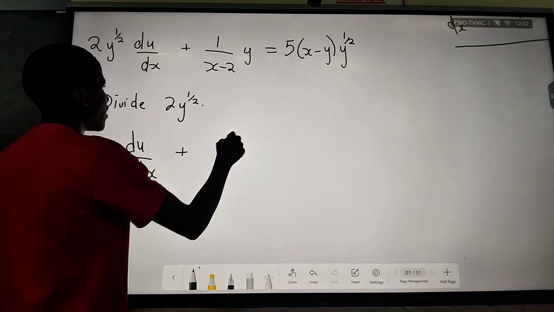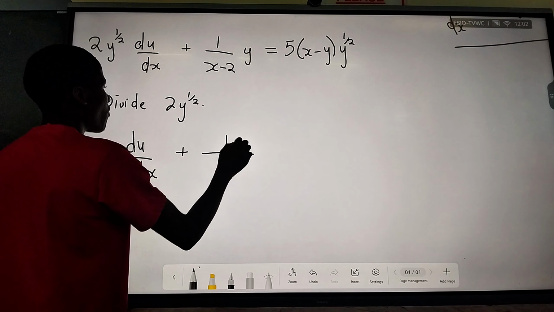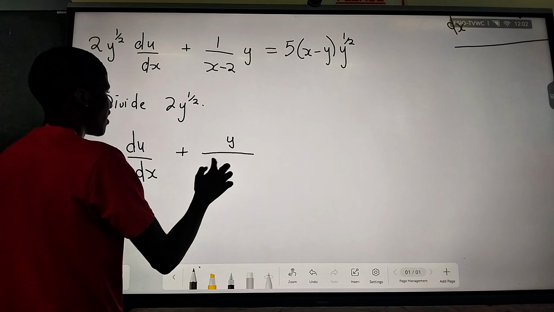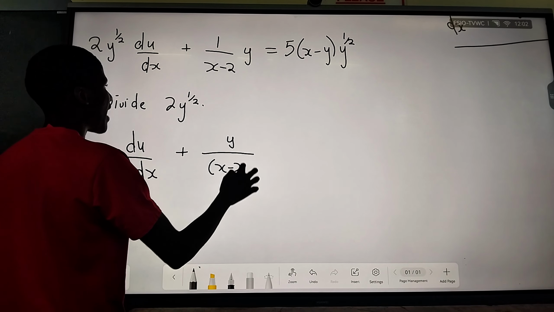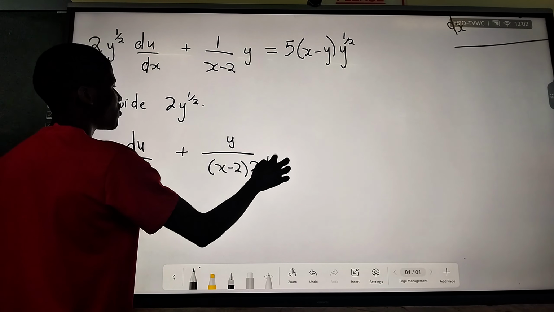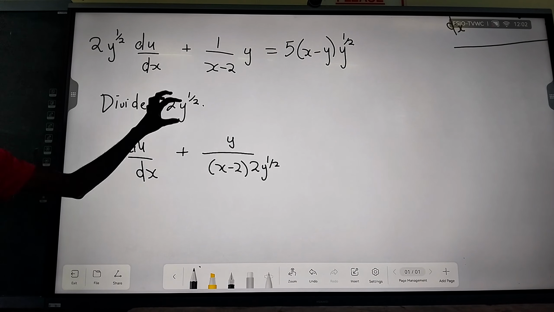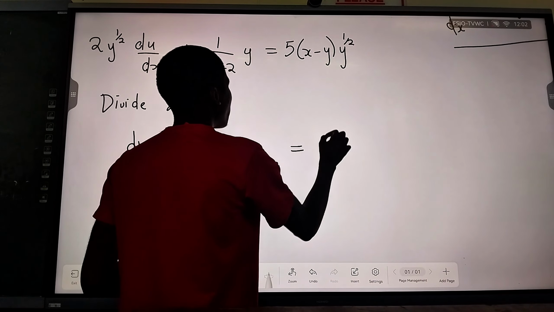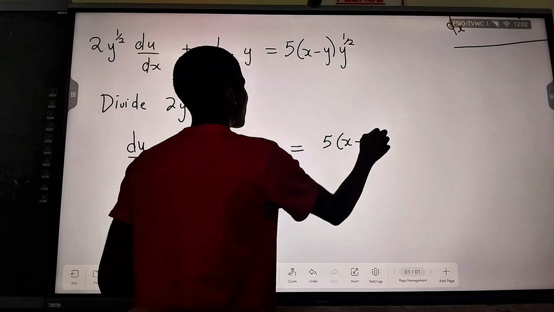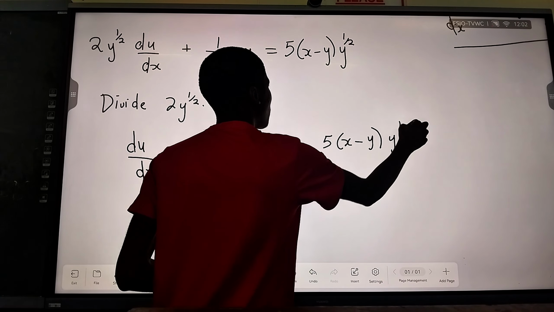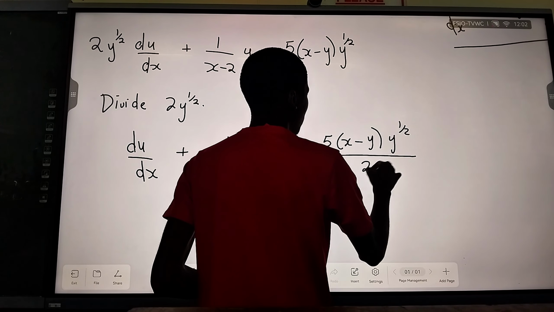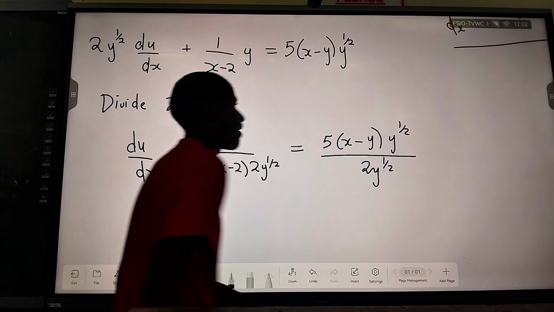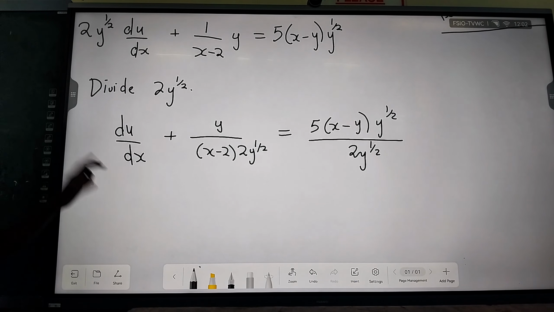Plus 1 over x minus 2 times y, divided by 2y to the power half. I am dividing by 2y to the power half on every term. And this is 5 times x minus 2 times y to the power half, divided by 2y to the power half. So I am dividing each and every term with 2y to the power half, so that I can make this linear.